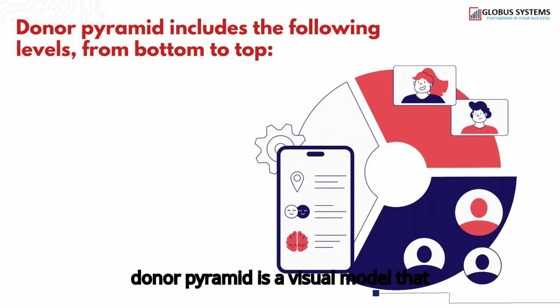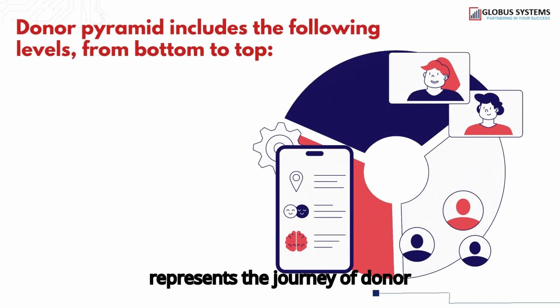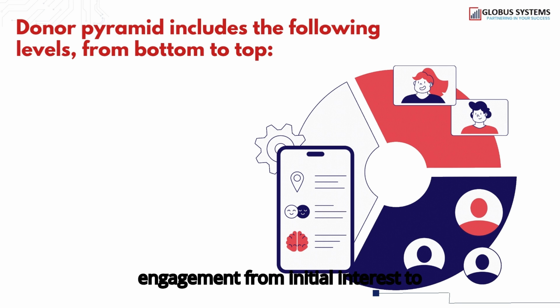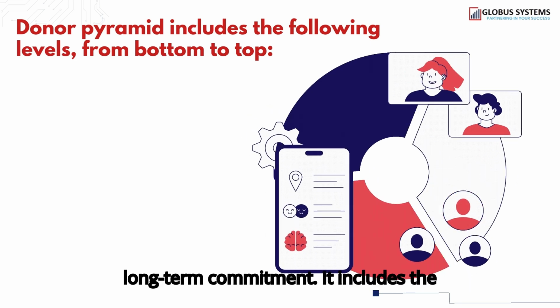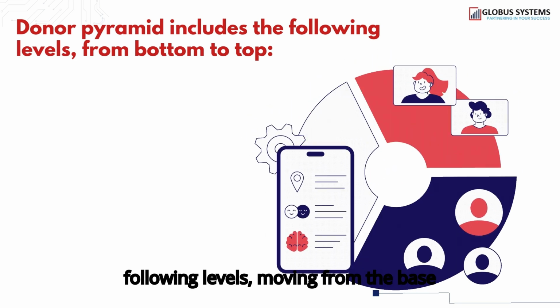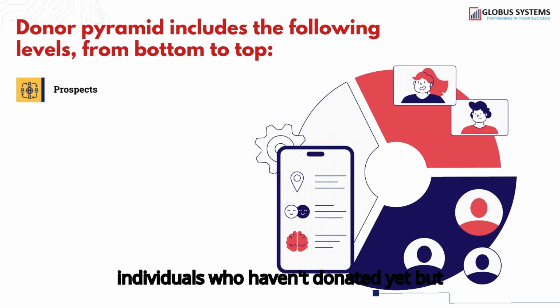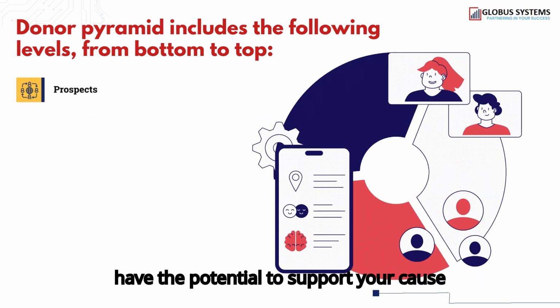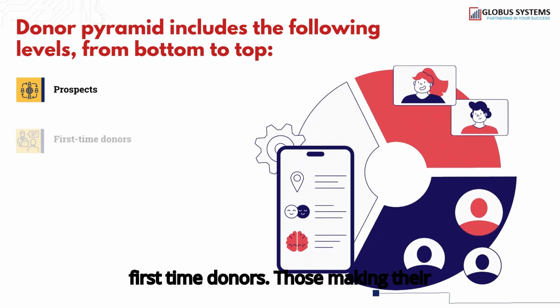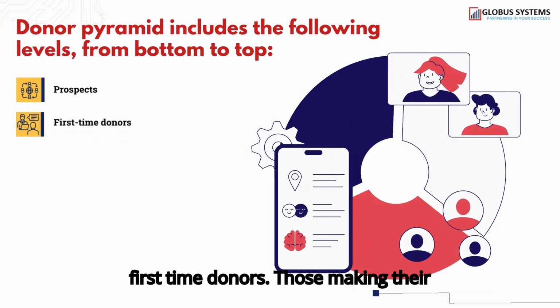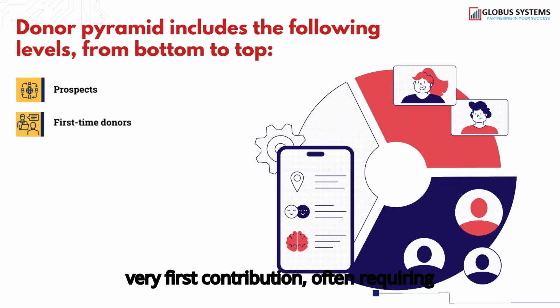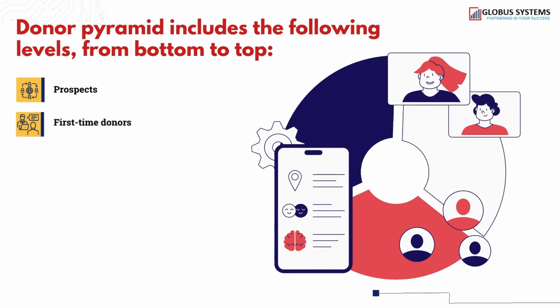The donor pyramid is a visual model that represents the journey of donor engagement, from initial interest to long-term commitment. It includes the following levels, moving from the base upward. Prospects, individuals who haven't donated yet but have the potential to support your cause. First-time donors, those making their very first contribution, often requiring thoughtful onboarding and follow-up.